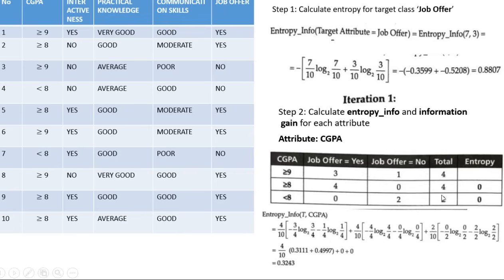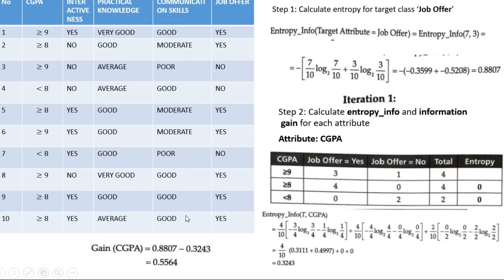The total number of cases here is 2. So 2 by 10 within brackets minus 0 by 2 log of 0 by 2 minus 2 by 2 log of 2 by 2. Okay, so when you compute this in your calculator, you will get the entropy information for the attribute CGPA as 0.3243.